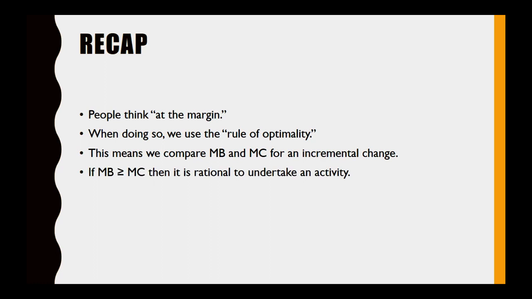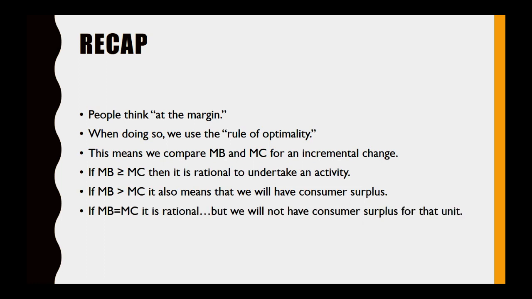So remember our rule of optimality. If marginal benefit is greater than or equal to marginal cost, it's rational to undertake. Otherwise, it's irrational. That's how I'm usually going to write it, okay? Of course, if marginal benefit is strictly greater than marginal cost, do you agree we have to have consumer surplus? There has to be some positive level of consumer surplus. Everyone agree with that? Mathematically, there's got to be some positive level.